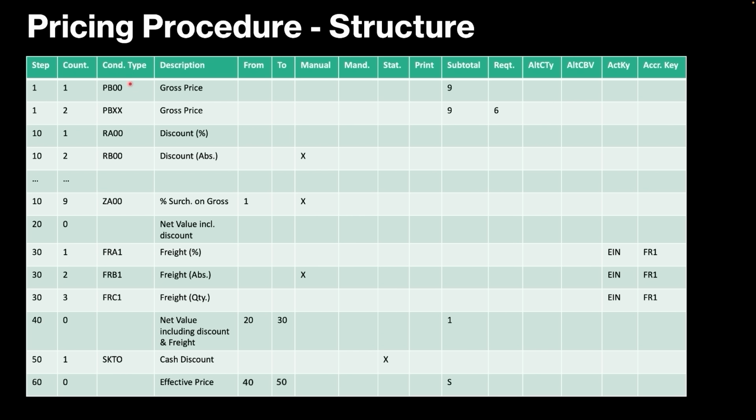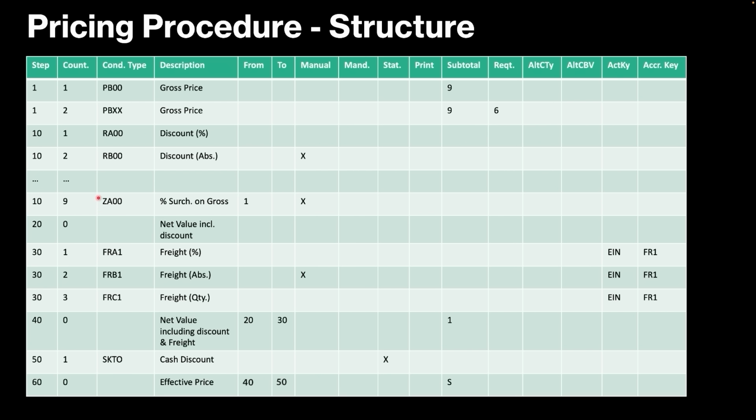Then you have this condition type column, where you will enter the condition types. Then you have the description of these condition types. Then you have this from column, which is used to calculate the condition values which have a percentage calculation type. That is, for condition types which are calculated on a percentage basis, you can enter a step number here through which the system will calculate the value of this particular condition type.